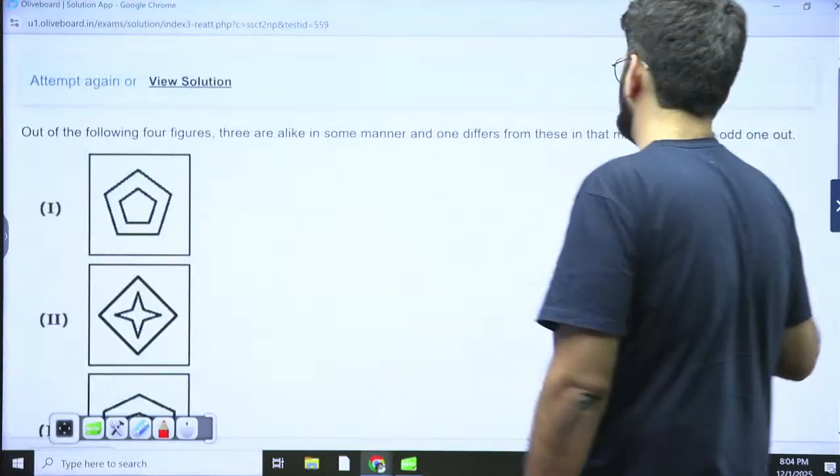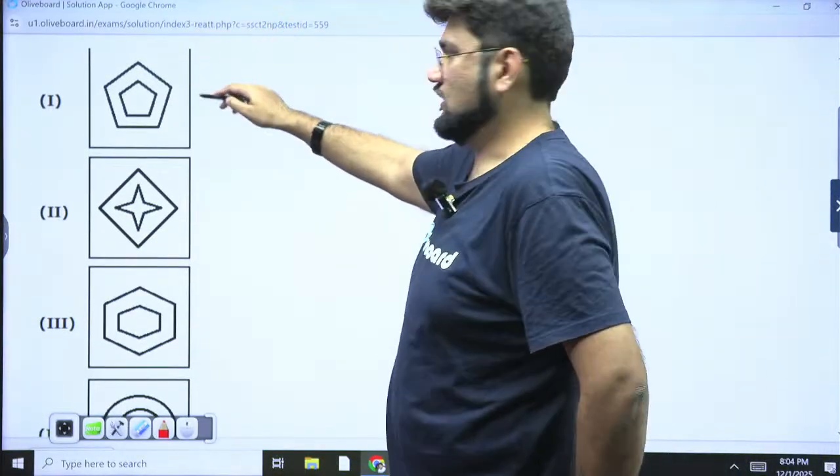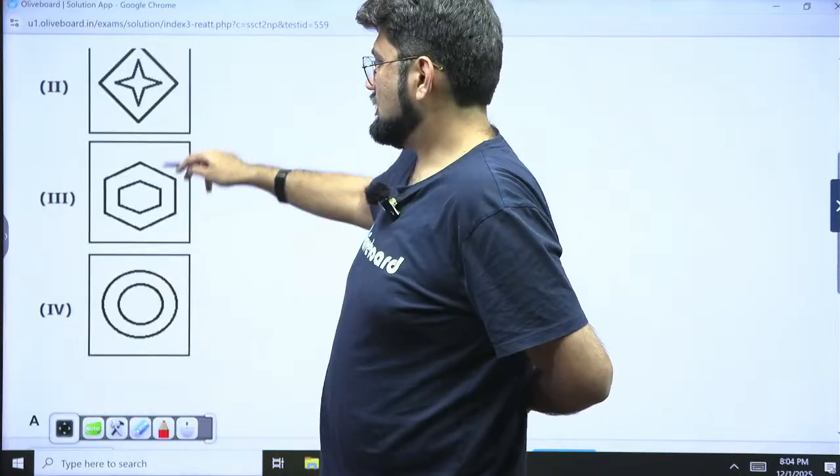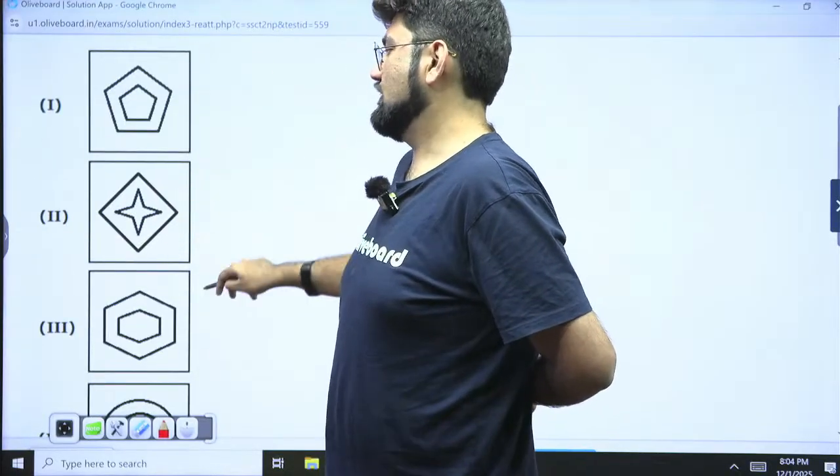Next. Okay, odd one out. Very easy. You can recover from the last question here. 2 pentagons, 2 hexagons, 2 circles, concentric. This is different. Option 2 is the right one.